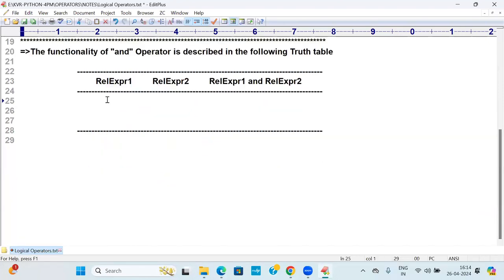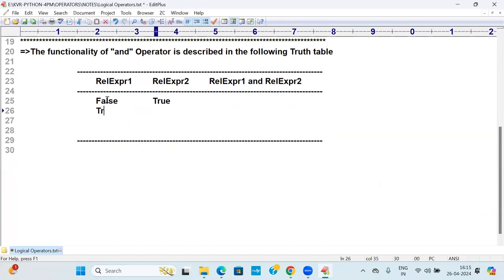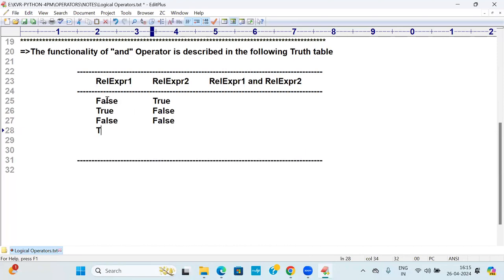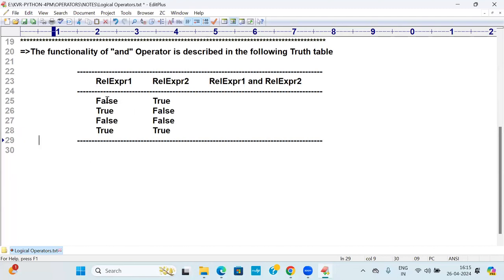So let me take true and false. Here I am taking the combinations as false and true, and next is true and false. Next I'm going to write false and false, and next I'm going to say true and true. These are the combinations.